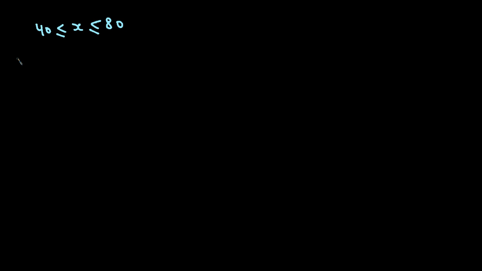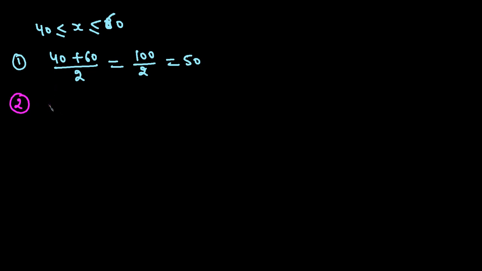So there are 3 steps. Step number 1 is find the midpoint of 40 and 60. Find the midpoint of these two numbers, which is 40 plus 60 divided by 2, which is 100 divided by 2, giving me 50. Second step is find the distance from the midpoint to these two endpoints. One of them is 60 minus 50, which is 10. How about the other one? 50 minus 40 is 10. So the distance of the midpoint from these 2 points is 10.